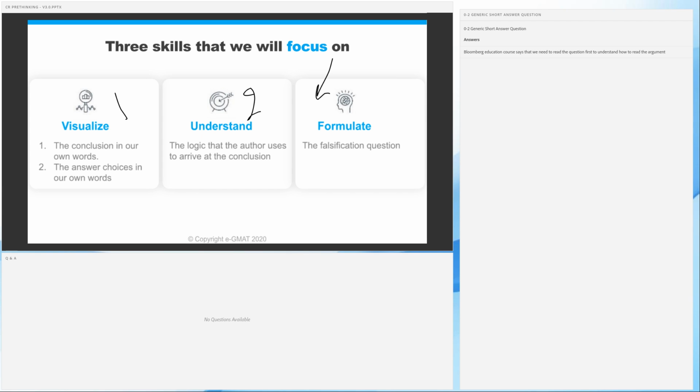The question says the Bloomberg edition course says that we need to read the question first to understand how to read the argument. Not really. The argument is the argument. Yes, reading the question first helps you slightly with the timing aspect, but it also overwhelms you many a time. In our research, reading the question first saves you about 5 seconds overall in solving the question, which again is not incredible, but it also has the potential to overwhelm you. So depending on who you are, you can do it one way or the other.